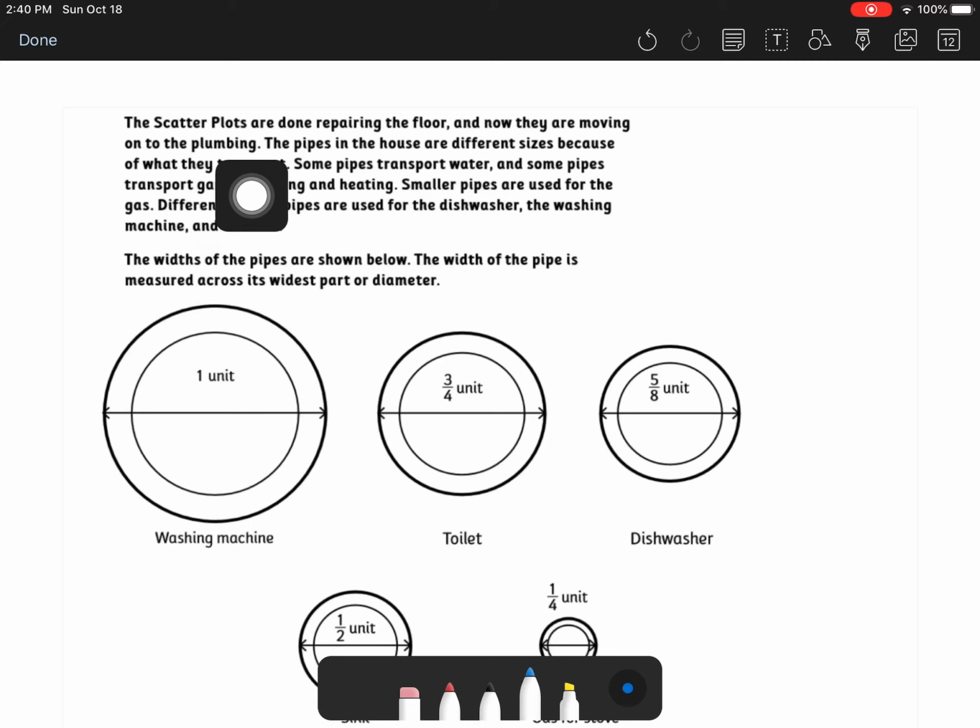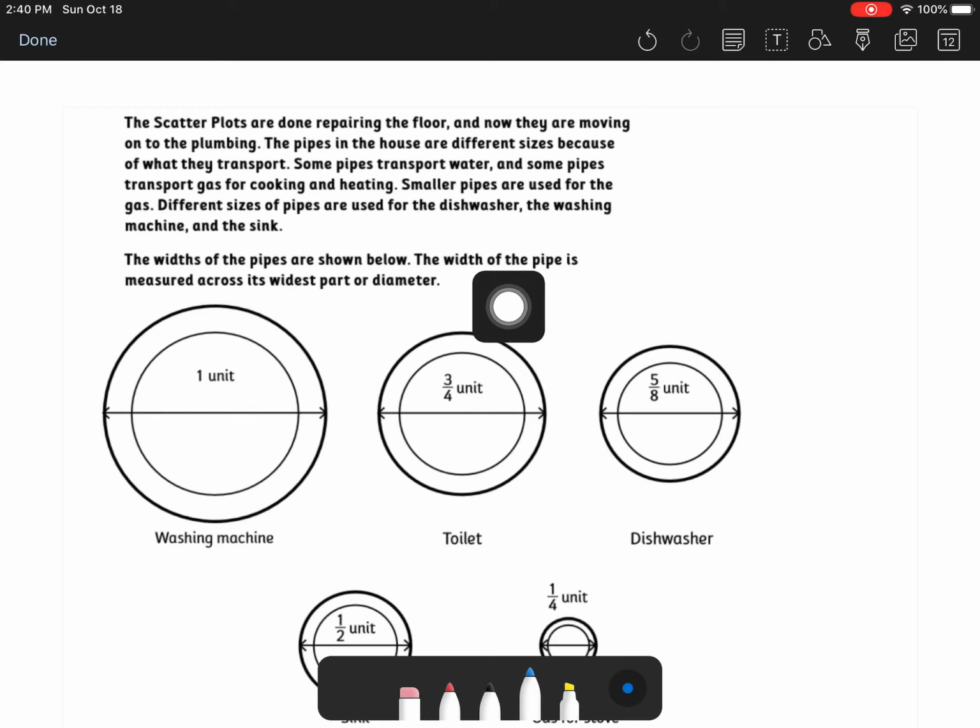Okay, so word problem here. It says scatter plots are done repairing the floor. Now they are moving onto the plumbing. The pipes in the house are different sizes because of what they transport. Some pipes transport water, some transport gas for cooking and heating. Smaller pipes are used for the gas. Different size pipes are used for the dishwasher, washing machine, and the sink.